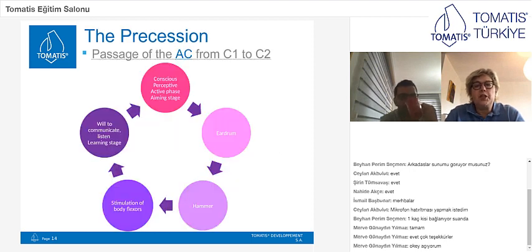So for the precession, it's a conscious, perceptive, active phase. We are at the aiming stage. So we're going to act on the eardrum, the hammer, stimulation of the body flexors, and it's the will to communicate, to listen. It's a learning stage.